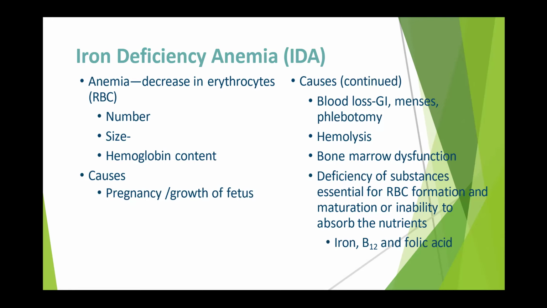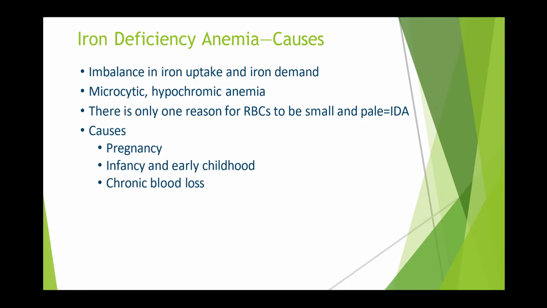So maybe you're in kidney failure. Kidney failure, you're going to be anemic because your kidneys are failing and they're not going to make erythropoietin. So an imbalance in iron uptake and iron demand can cause iron deficiency anemia. Microcytic hypochromic anemia. In other words, they're too small and they're too pale, the red blood cells. There's only one reason for red blood cells to be too little and pale, and that is iron deficiency anemia.